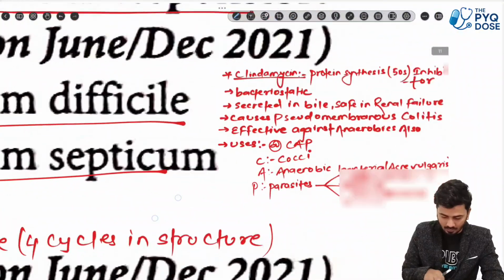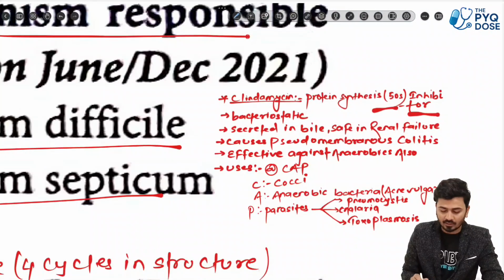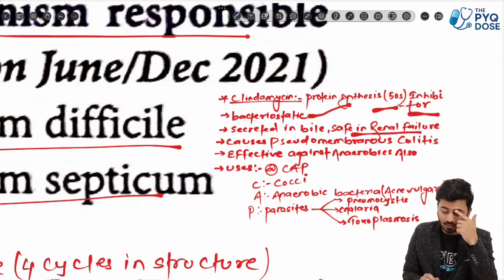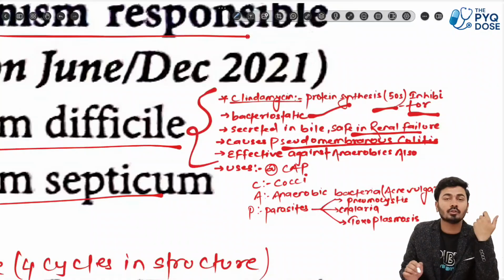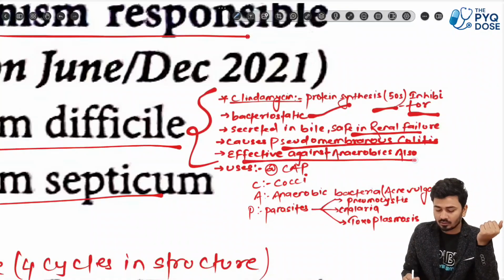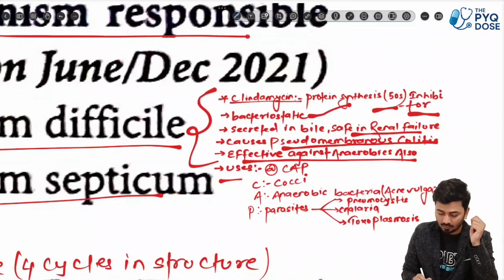If we talk about clindamycin, it is a protein synthesis 50S inhibitor, and it is bacteriostatic. As we just saw above, it is secreted in bile, safe in renal failure, and causes pseudomembranous colitis. So the drug which can cause pseudomembranous colitis is clindamycin. It is effective against anaerobes also. The usage will be for gram positive cocci, anaerobic bacteria, acne vulgaris, and for parasites, that is pneumocystis, malaria, and toxoplasmosis.